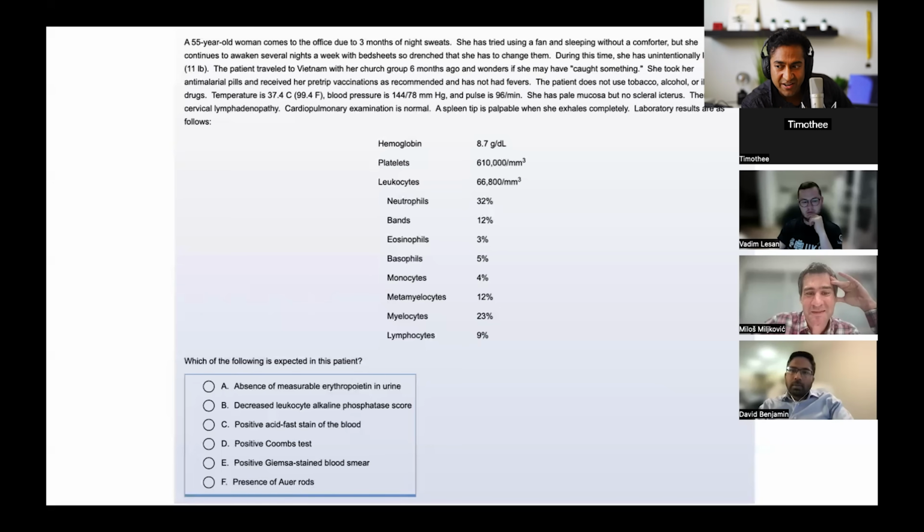I mean, the reality is in real life, the differential is still quite broad. I don't want early closure. I'm not going to call this patient CML until I get a BCR-ABL. I think I'd want to look at the smear. I'd want to order a bunch of blood tests. I don't know. Let me guess.